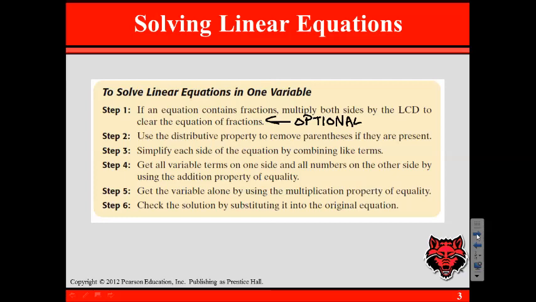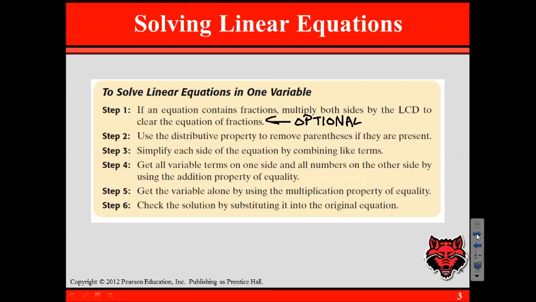As you go through the steps, you can see basically steps 2 and 3 say we want to simplify each side of the equation. Step 4, we move all the variable terms to one side, all the numbers to the other side. In step 5, we divide by the coefficient of x.